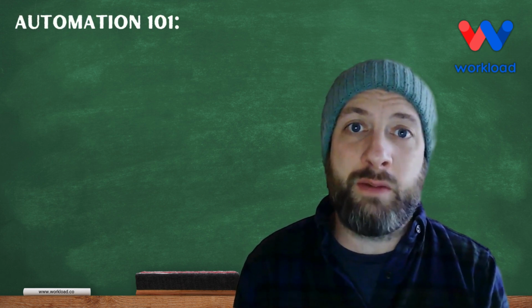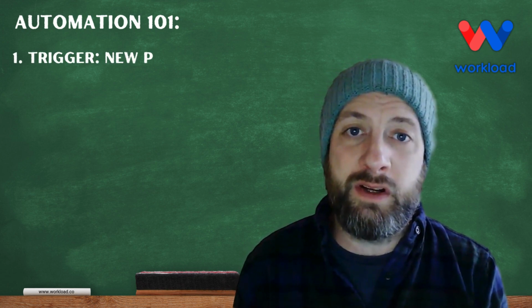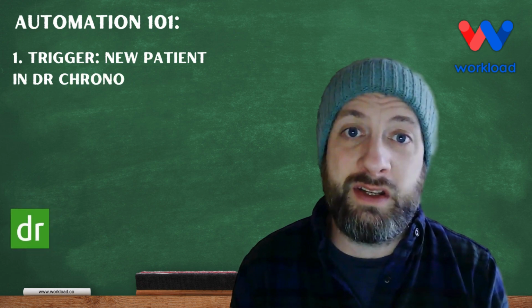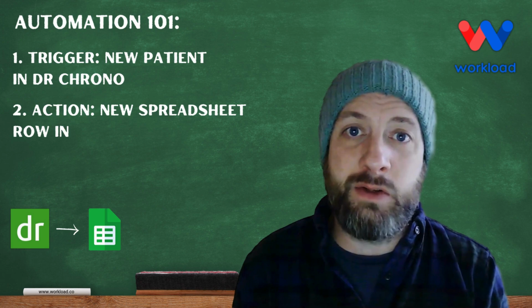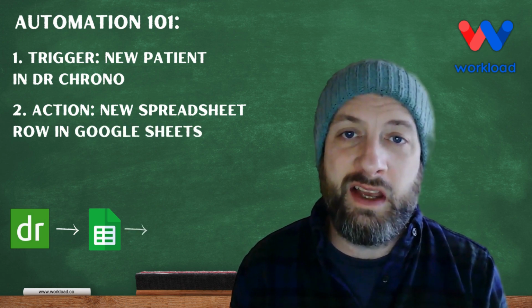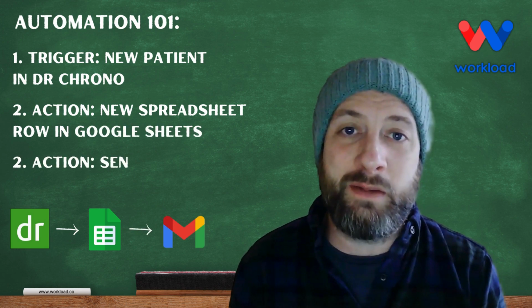In this video, we're going to build a three-step workflow. First, we're going to start off with the trigger of creating a new patient in DrChrono. Then, we're going to have an action of adding a new spreadsheet row in Google Sheets. And then finally, sending a welcome email in Gmail.